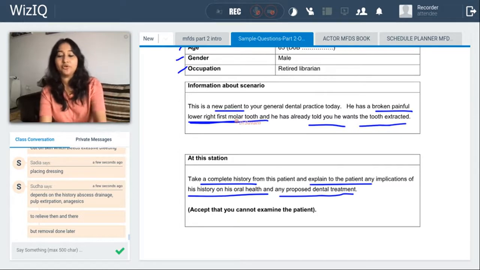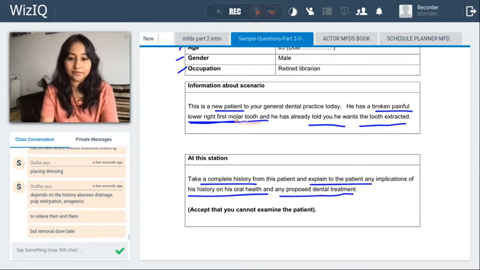After you have done all these things, then you talk about the pain. Ask them, because you have already asked them whether they're taking any painkillers or anything like that. Most of the patients would say that I have taken a painkiller, but it is not really helpful. So now you know that there is a problem.